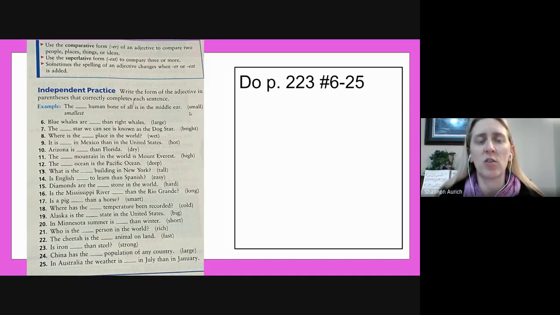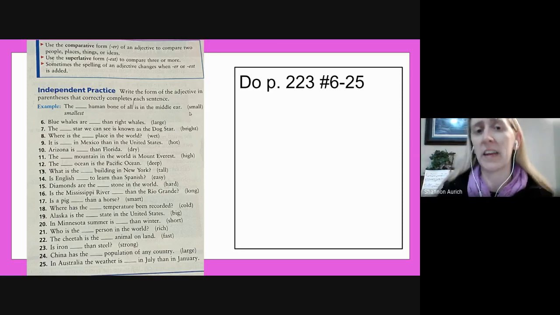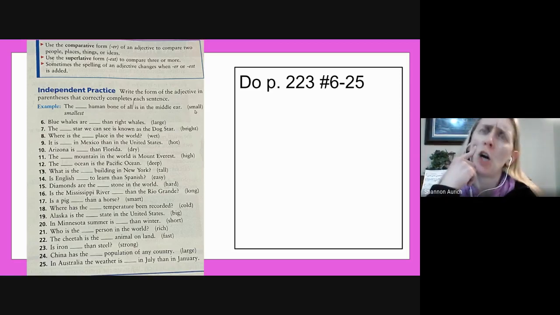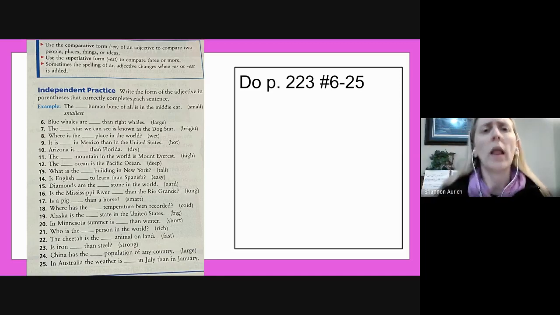Small. They want you to use the word small. They give you the word to use at the end of the sentence in parentheses, small. Now, would we say smaller or smallest? Well, how many things are being compared? The blank human bone of all. Since it says of all, we need to use the superlative form. We need to use the EST ending. So smallest is the correct answer.